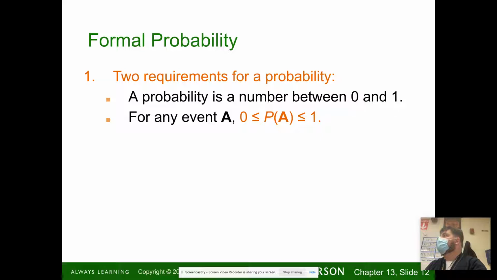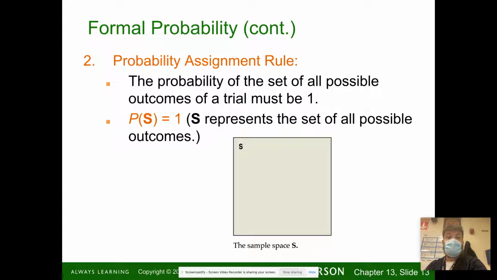I'll give you an example. If I ask, what's the probability of flipping heads or tails on a quarter? Well, that's 2 possible events, so it'd be 2 out of 2, which would be 100%. I'm either going to get one or the other. So the probability assignment rule is that the probability of the set of all possible outcomes in the trial must be 1.